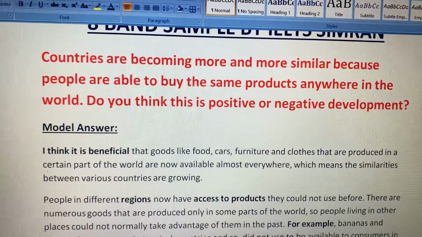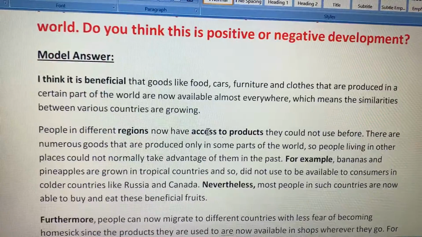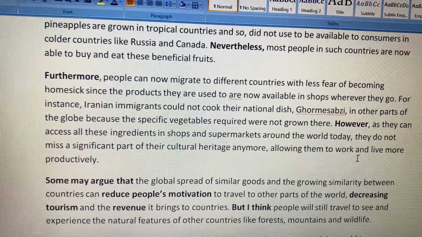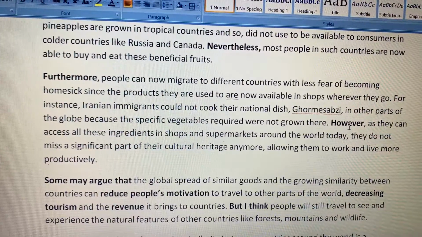I hope you will definitely like this model answer, and please write all these bold words which you can use in every topic of task 2.